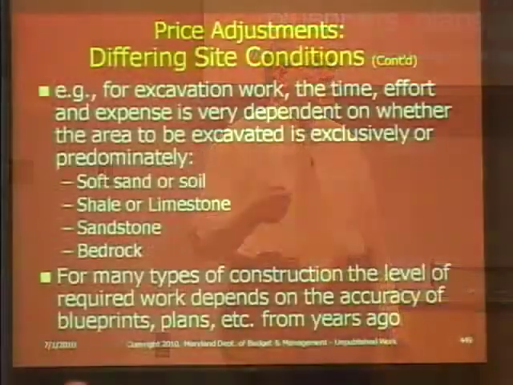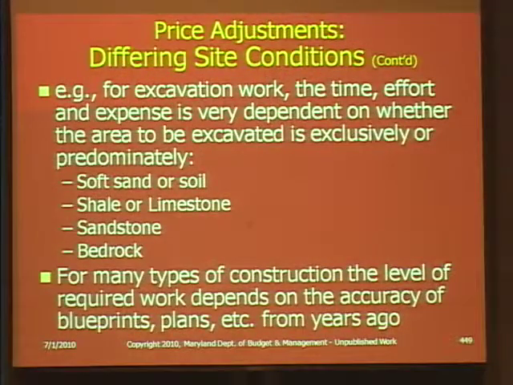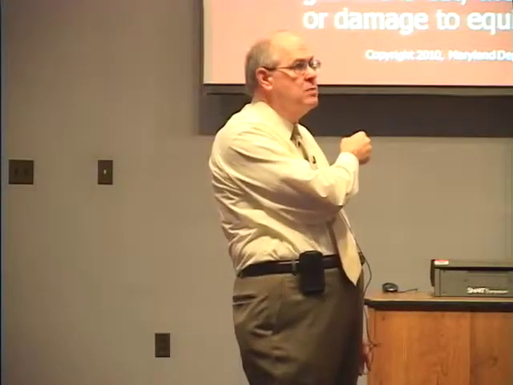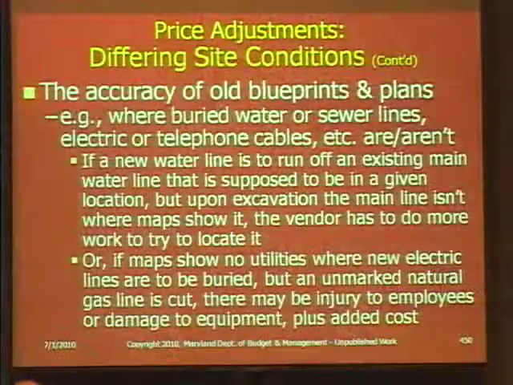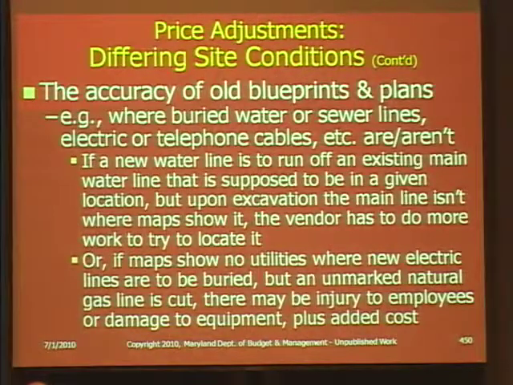For many types of construction, the level of required work depends on the accuracy of blueprints, plans, etc. from years ago. And you have blueprints that say one thing is there, and the vendor gives you a price to do something, and then when they start doing it, they find what was on the blueprint isn't what they're encountering. That's a different site condition, a differing site condition. The accuracy of old blueprints and plans, etc. Example, where buried water or sewer lines, electric or telephone cables, etc. are or are not.